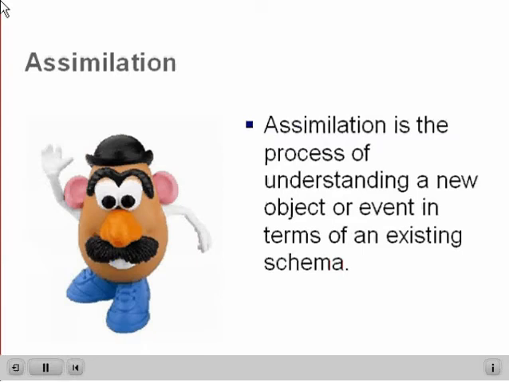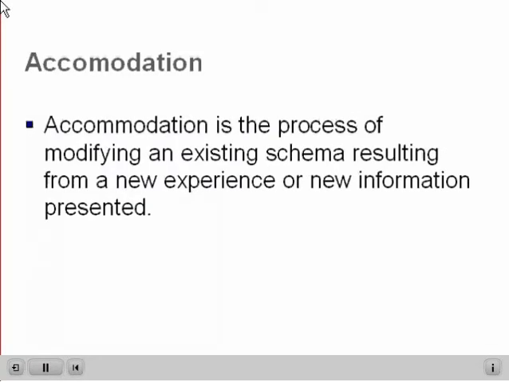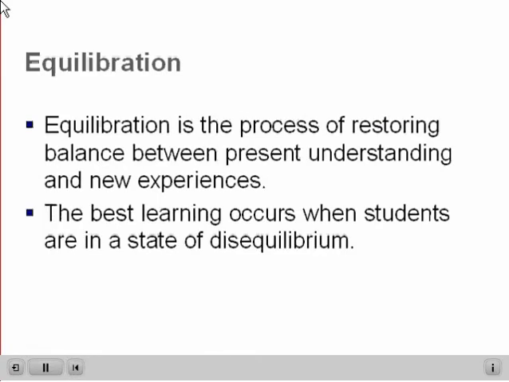Assimilation is the process of understanding a new event in terms of the existing schema. Accommodation is the process of modifying that existing schema, resulting in the new information. Equilibration is the process of trying to restore that balance. And the best learning often occurs when students are in a state of disequilibrium.